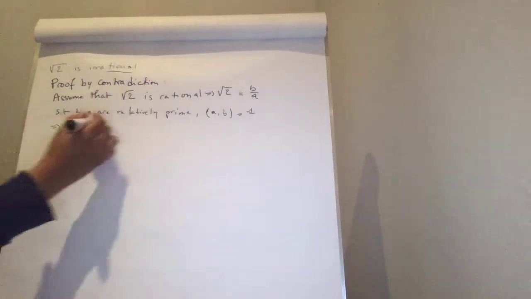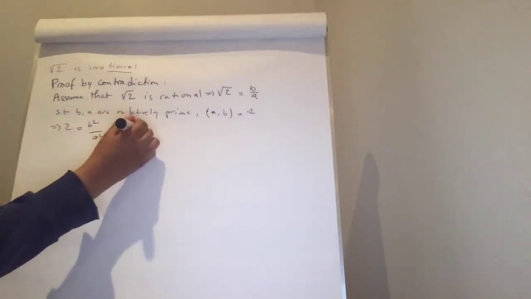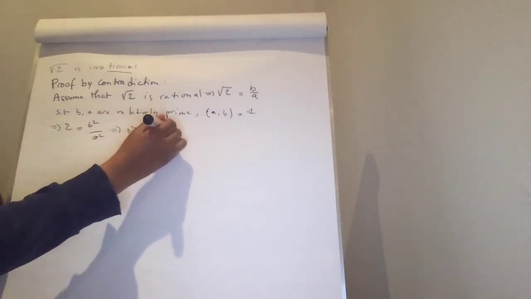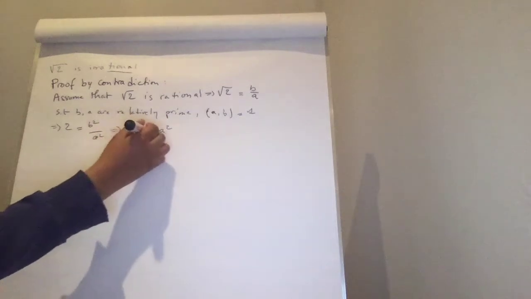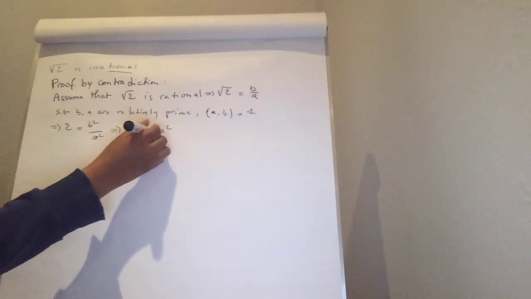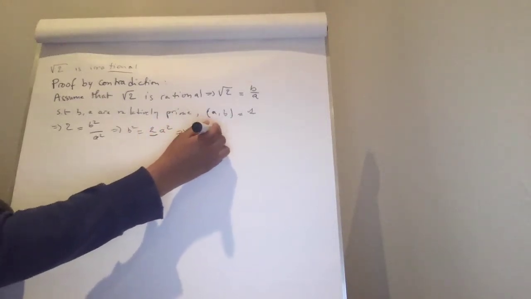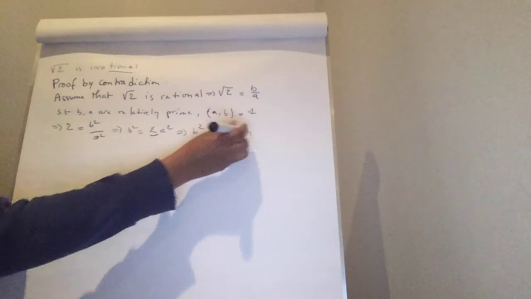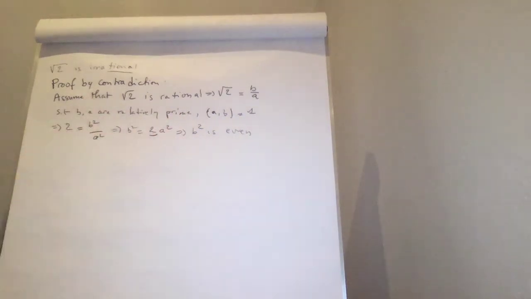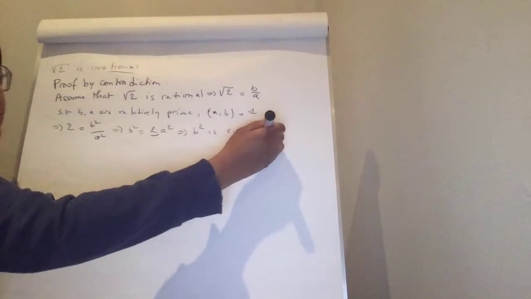And this tells us that b squared is equal to 2a squared, so since it's equal to a number multiplied by 2, that means that b squared is even. And since b squared is even, we can deduce that b is even, because if b wasn't even, then there is no way for b squared to be even. So that means b is even.